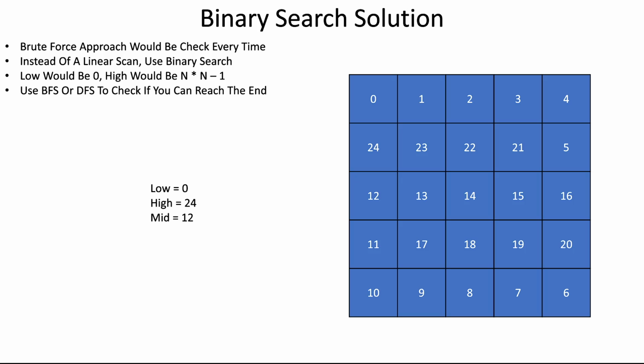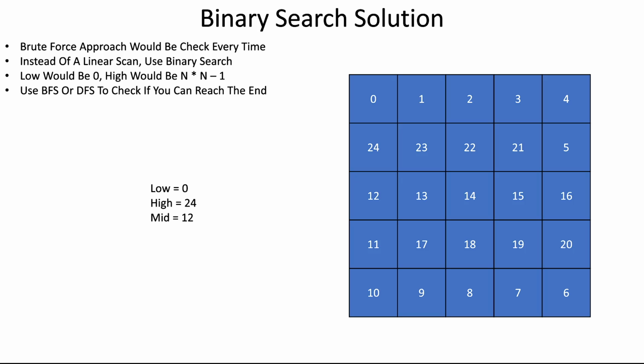We binary search every possible time by keeping the high as n times n minus 1, which should be the last number, and the low as 0, which is the origin. Every time we reach a new element, we use either DFS or BFS to check from the beginning if we can reach the end. Let's look at an example. We keep the low as 0 and the high as 24, since the highest number is 24 in this grid. The mid would be 12, because 0 plus 24 divided by 2 is 12.